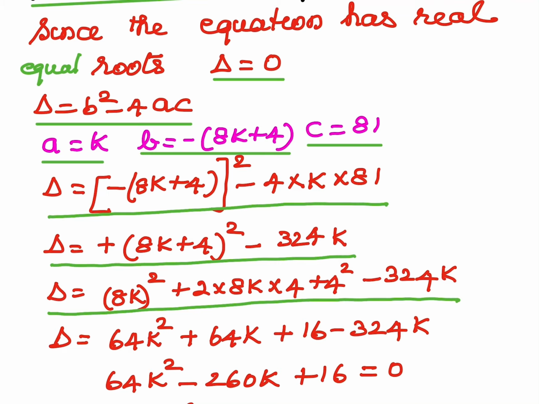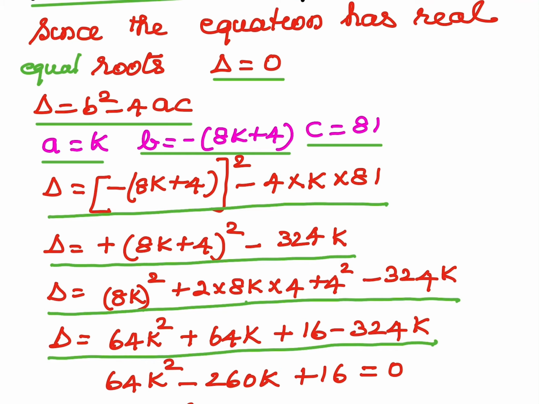So we make use of our identity (a plus b) the whole square and expand (8k plus 4) the whole square. So a squared, (8k) the whole squared, plus 2ab, 2 into 8k into 4, plus b squared, 4 squared, and already we have minus 324k, which we have written here. So delta is equal to, 8k the whole squared is 64k squared, plus 2 into 8 is 16, into 4 is 64k, 4 squared is 16. So minus 324k.